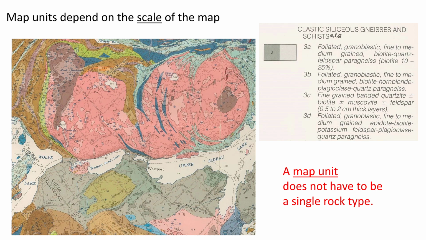Map units depend on the scale of the map. And as I mentioned, a map unit does not have to be a single rock type. Here's an example from much closer to home, north of Kingston, and the legend excerpt for clastic, silicious, gneisses, and schists is shown here, where you can see that there are actually 4 rock types contained within this one unit.